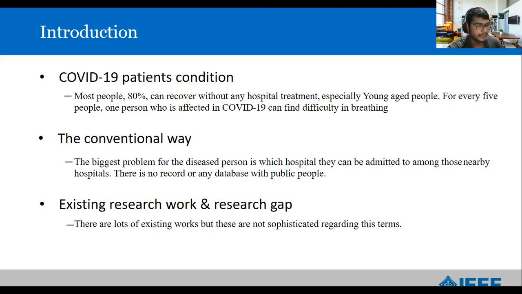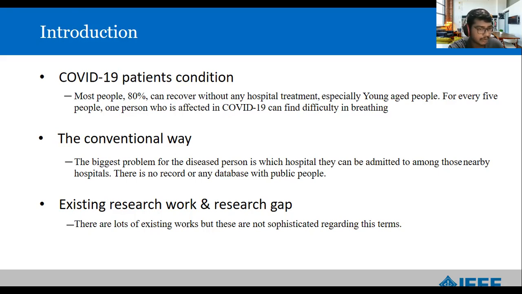The biggest problem for the diseased person is which hospital they can be admitted to among those nearby. There is no record or any database available to the public. The oxygen level can drop at any time, so patients should be taken to the hospital very soon. Using an API, we can track the report of every hospital, and deep learning helps to decide which hospital will be the best for COVID-19 patients.